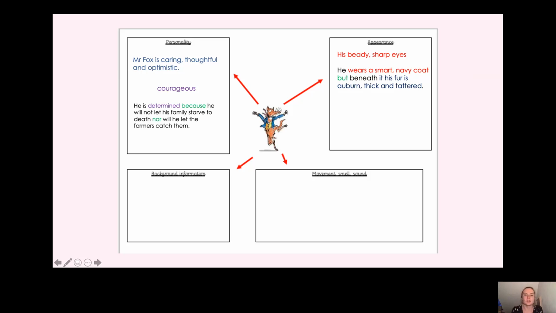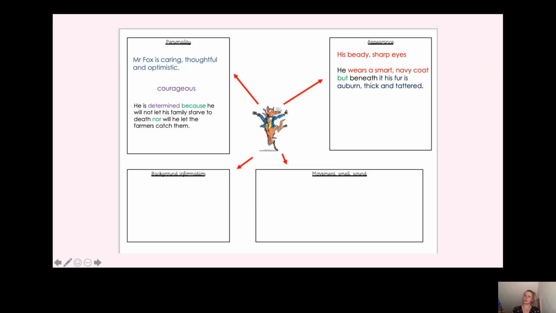And then I'd like to add a conjunction here. But beneath it, his fur is auburn, thick and tattered. So in this sentence that I want to include in my character description, I've got an expanded noun phrase, a conjunction, and I've got a power of 3.